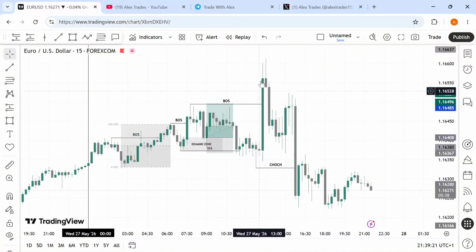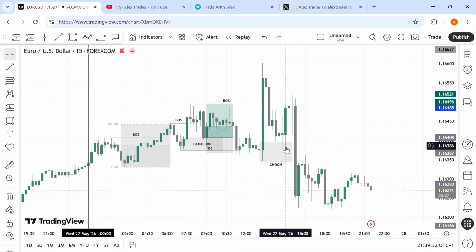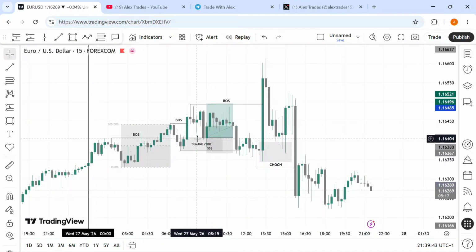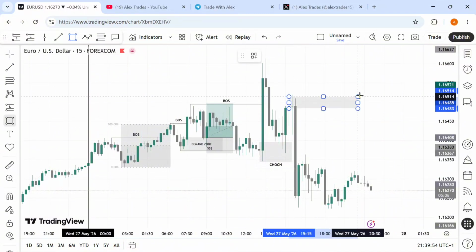Now, after this valid move to the upside, this is another impulsive candle that you can as well take this zone as a demand zone. And you see here that price came and tapped into the zone and moved up before it finally broke everything. So this is also a valid demand zone, just like this one was also a valid demand zone.